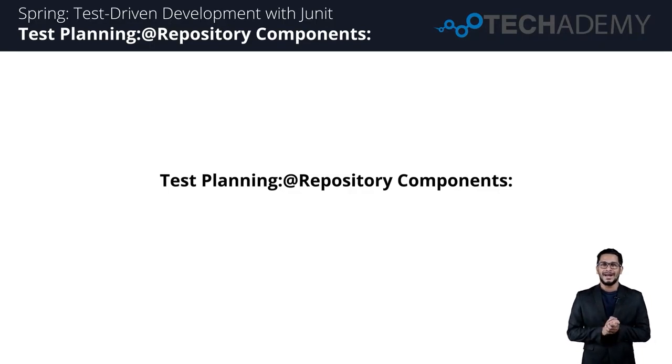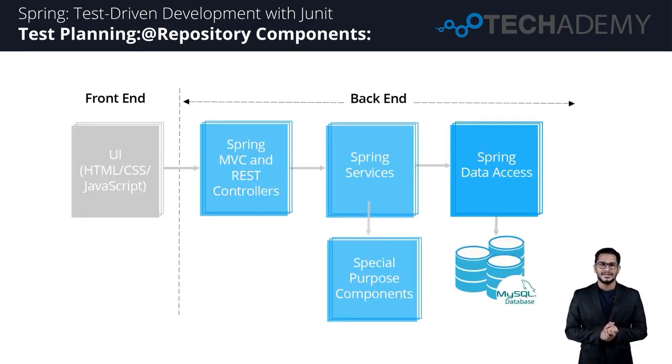We will now make a plan to test our repository components. We write these components so that we can have access to a data store. We will have a quick look at our application architecture overview. This just gives us a roadmap of where we are in our overall test plan. We are just focusing on testing Spring Data Access components.